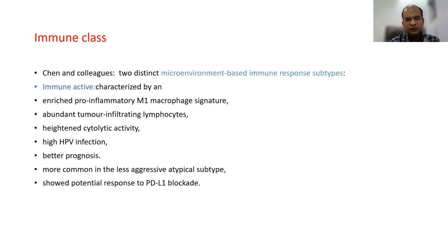Based on immune class, Chan et al. divided these tumors into immune active and immune exhausted. Immune active tumors have pro-inflammatory immune signatures, meaning pro-inflammatory M1 macrophages are more abundant, with abundant tumor infiltrating lymphocytes. Because of these more inflammatory cells, there is heightened cytolytic activity, and this tumor responds very well to PD-L1 blockade, anti-PD-L1 therapy.